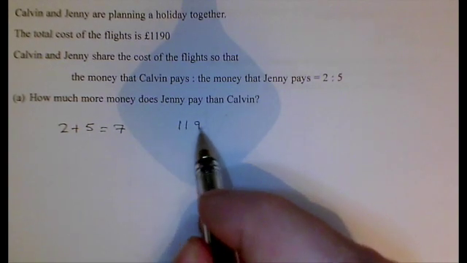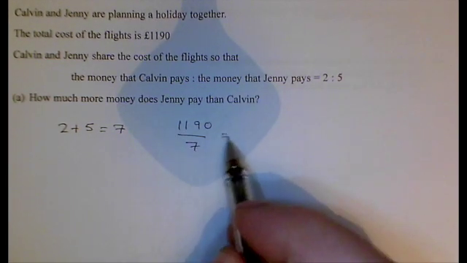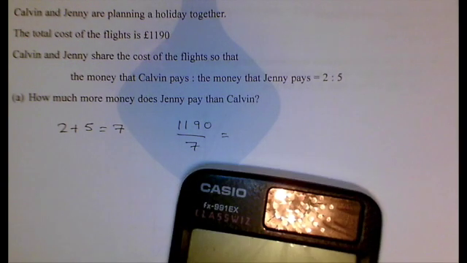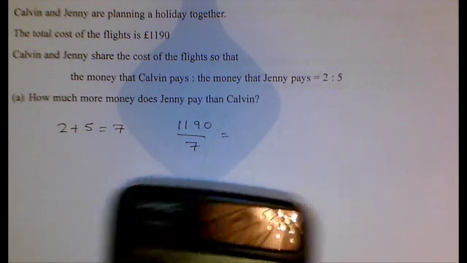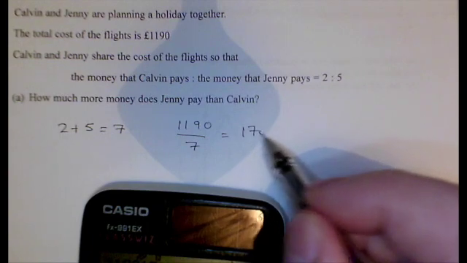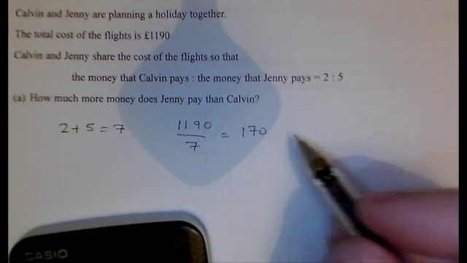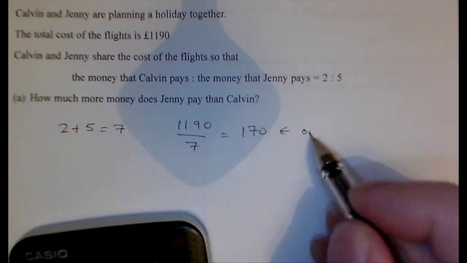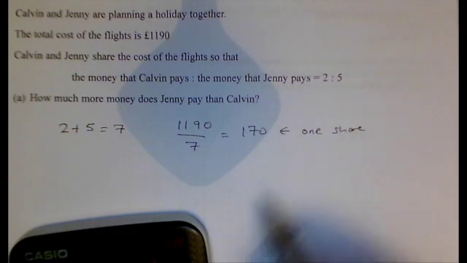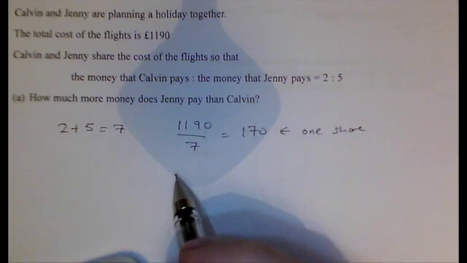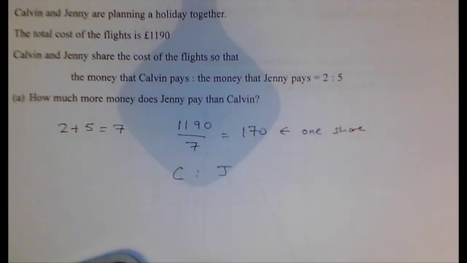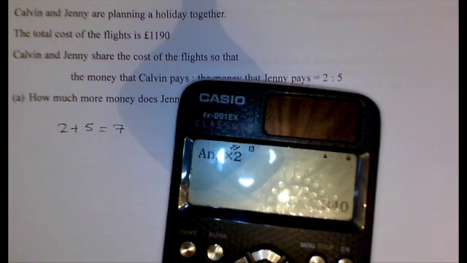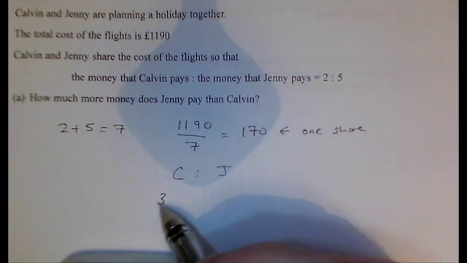So if we do 1190 divided by 7, whatever that answer is, that's going to equal 1 share, and of course Calvin's going to pay twice that, and Jenny's going to pay 5 times this, whatever this number is. So 1 share is worth 170, which means that Calvin is paying double that. He's paying 2 of these £170 shares, and Jenny's paying for 5 of these £170 shares. So let's write that down.